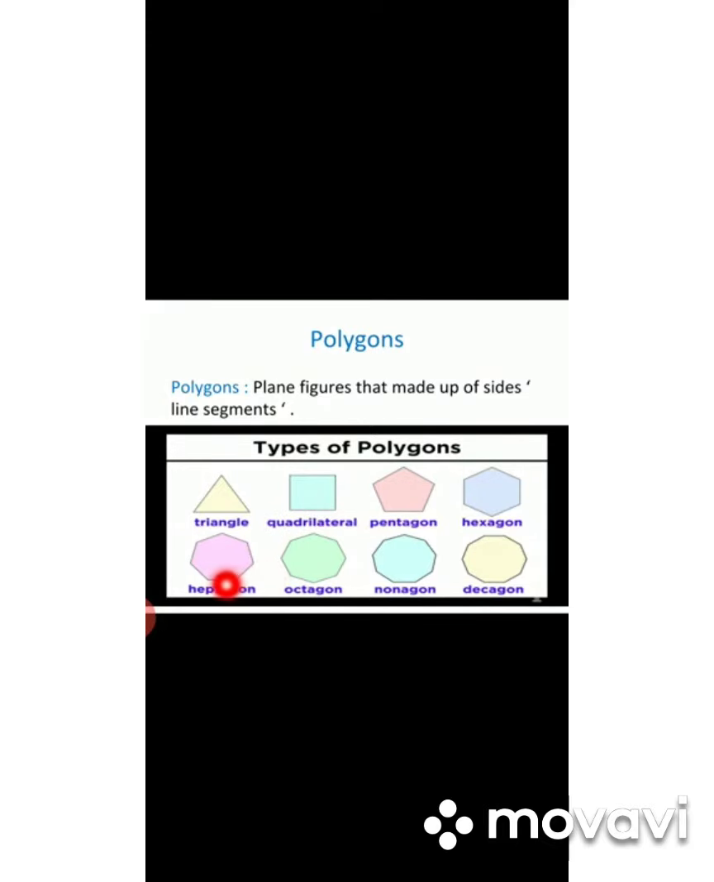Heptagon. Heptagon is a polygon with seven sides, seven vertices, and seven angles. The octagon is a polygon with eight sides, eight vertices, and eight angles. Nonagon. Nonagon is a polygon with nine sides, nine vertices, and nine angles. The last polygon is decagon. Decagon is the polygon with 10 sides, 10 vertices, and 10 angles.